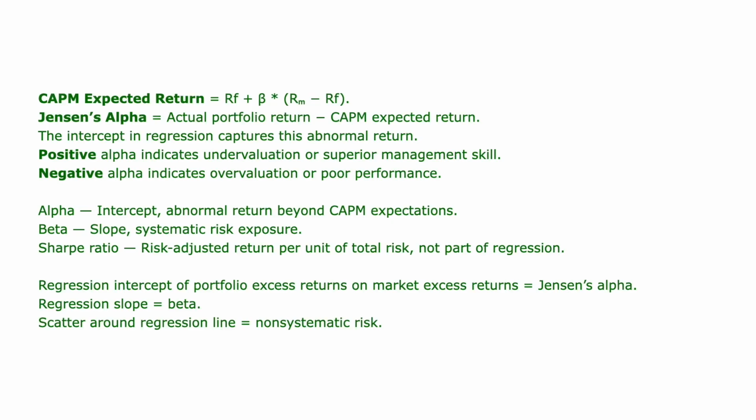Intercept equals alpha equals actual return minus CAPM expected return. Slope equals beta. The regression explicitly separates these components.